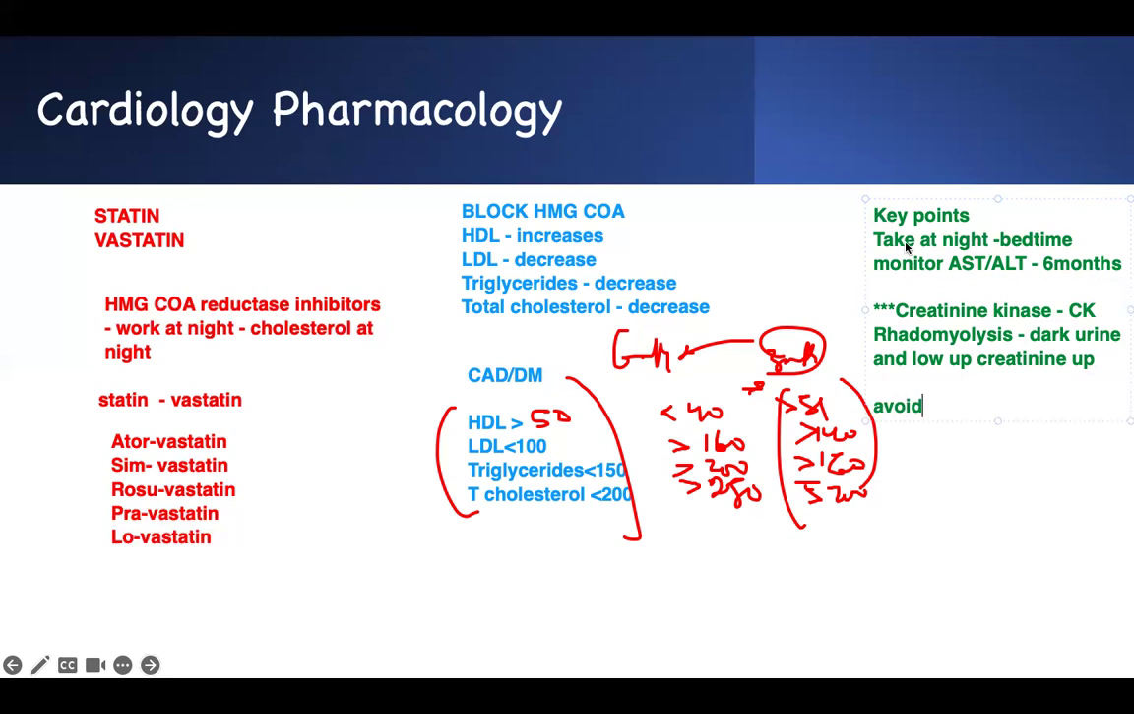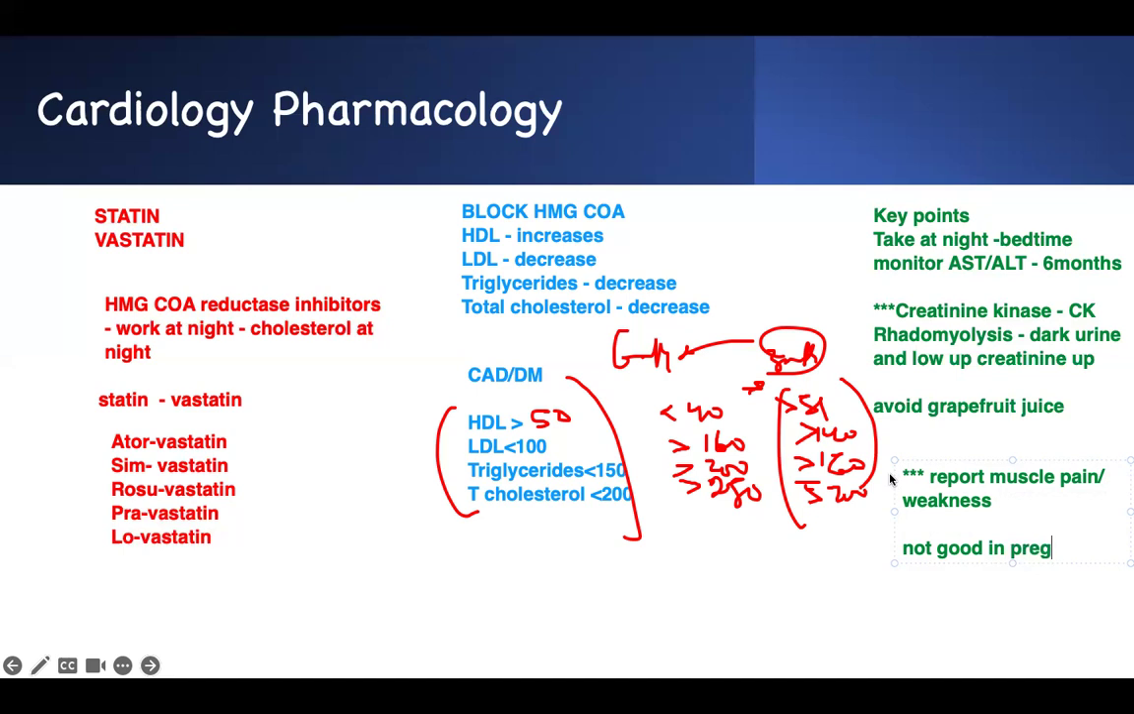They should also avoid grapefruit juice. This is also teaching that you have to provide them. Number one teaching you provide them, apart from the rhabdomyolysis, report any muscle pain or weakness. That's the signs of muscle breakdown. Of course, not good in pregnancy. So you cannot use it in pregnancy.